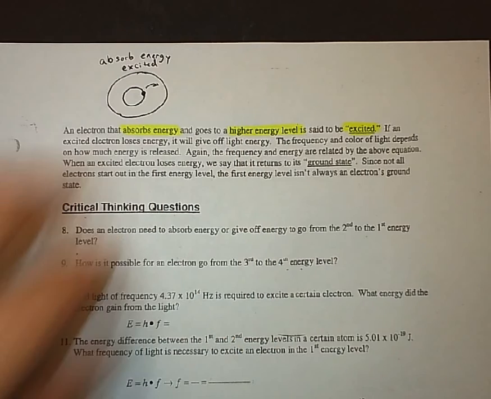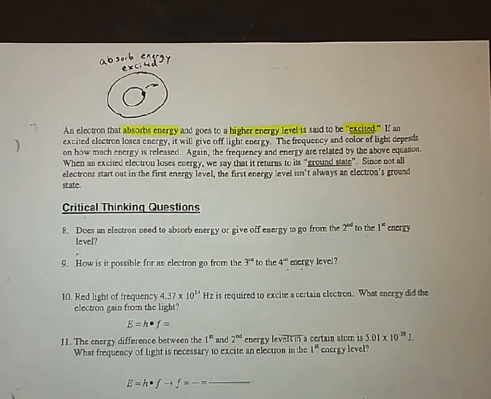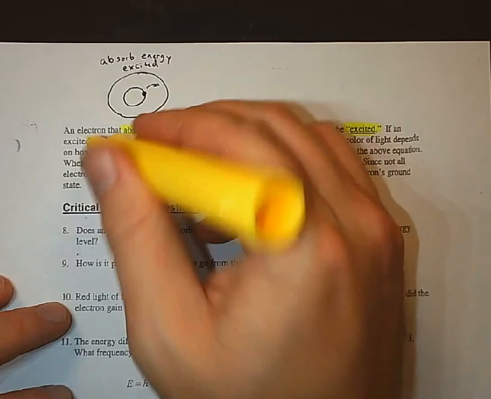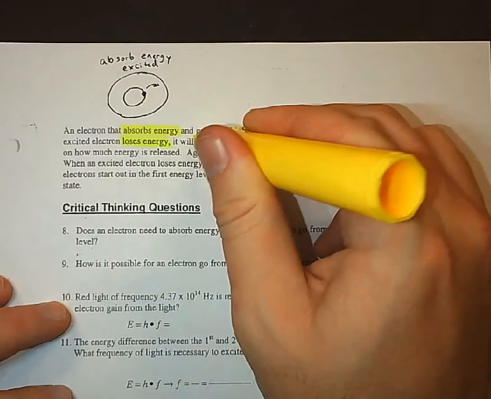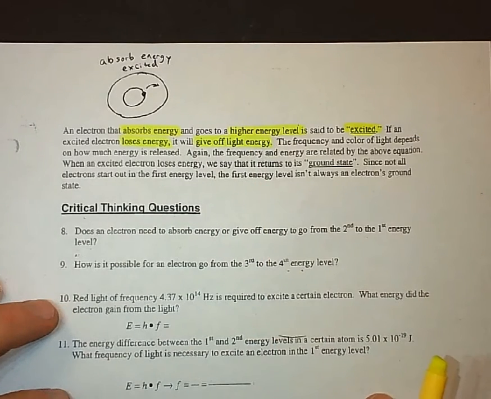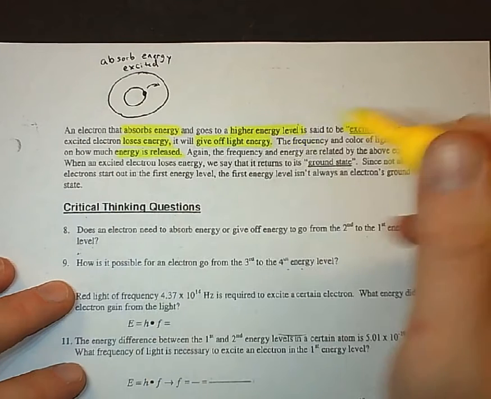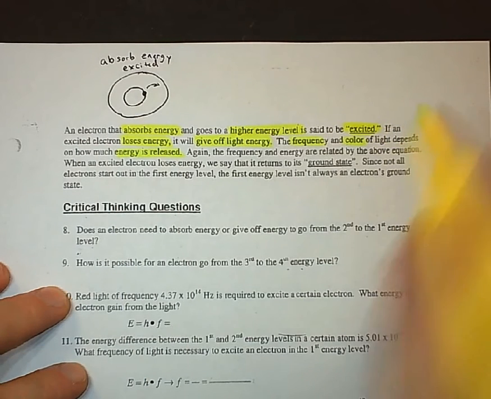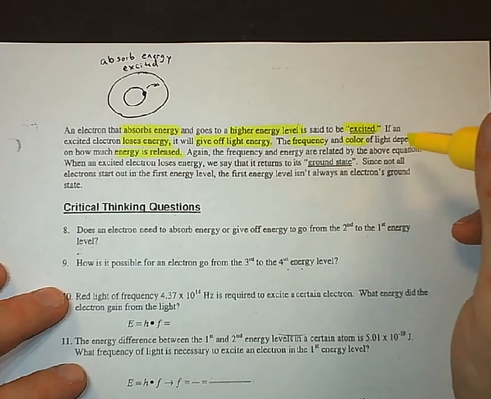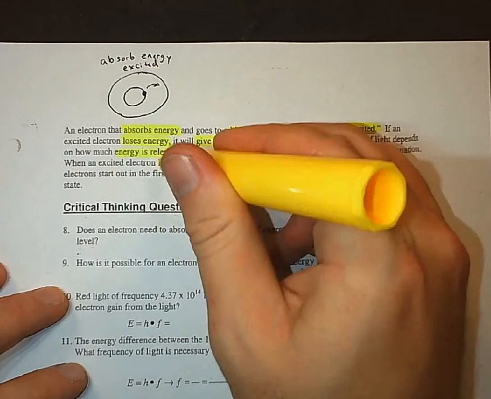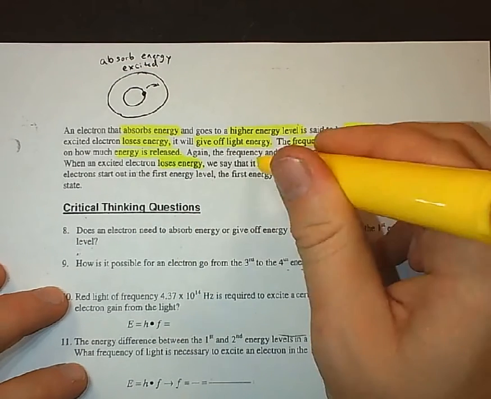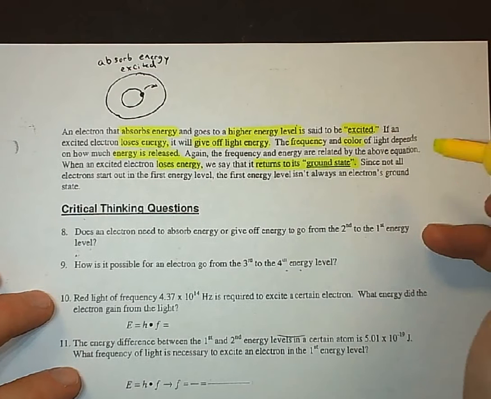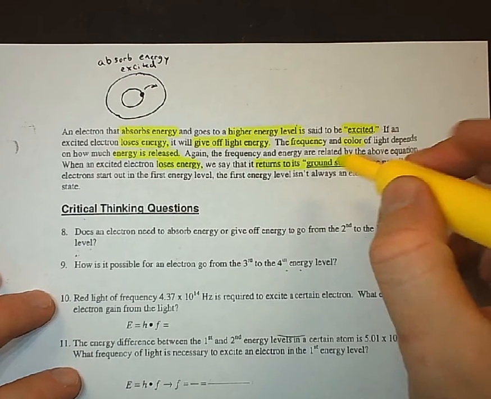If an excited electron loses energy, it will give off light. The frequency and color of light depend on how much energy is released. Again, the frequency and energy are related by the above equation, H times F equals energy. When an excited electron loses energy, we say that it returns to its ground state. Since not all electrons start out in the first energy level, the first level isn't always an electron's ground state.